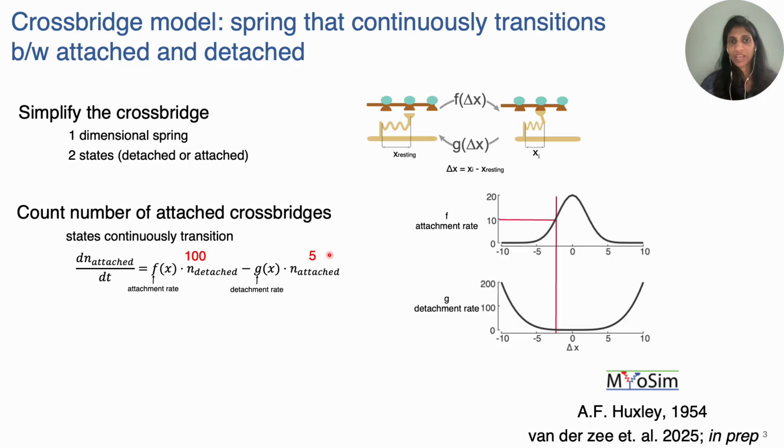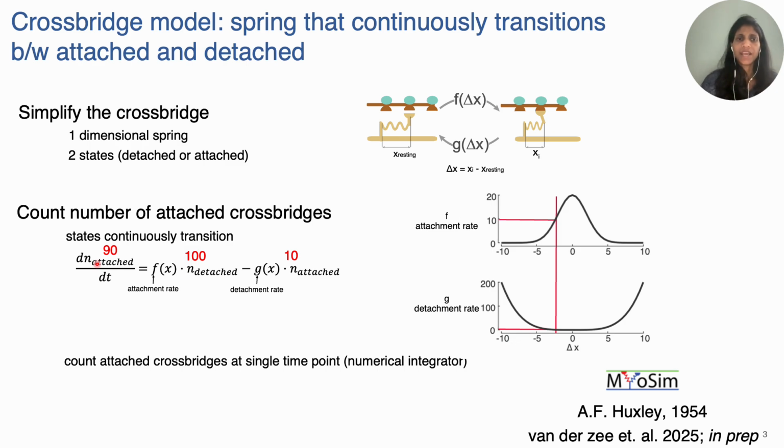Similarly, let's say we have 5 currently attached cross bridges at this length of 2.5, and using the G curve, we can see that these are detaching at a rate of 2, which means we will end up with 10 detached cross bridges in the next time step. And by subtracting these two numbers, we can see that we will have 90 attached cross bridges at the next time step. Now, we did this manually. In the code that you use, we will use a numerical integrator that will do this for every time step, and that's how we'll count the number of cross bridges that are attached at every time step.